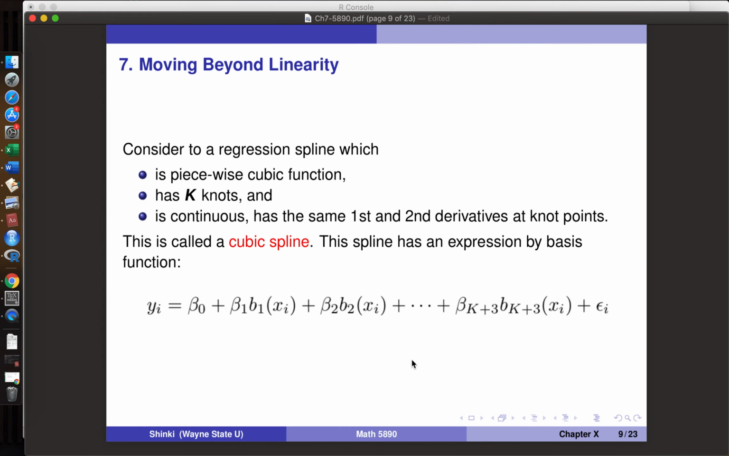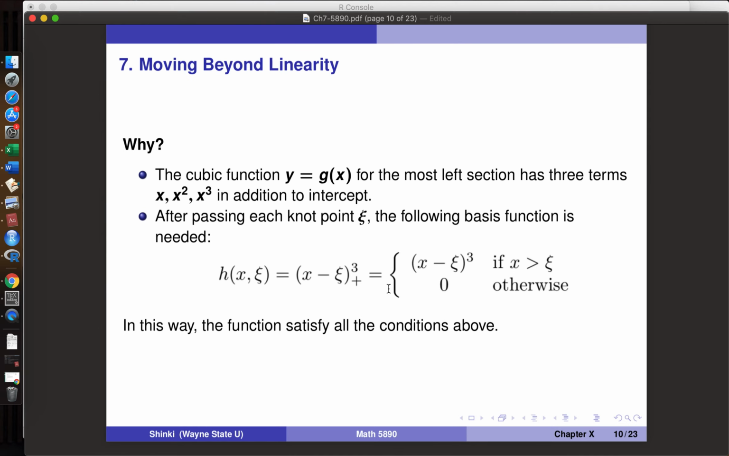Okay, so why does the cubic spline only need k plus 3 parameters? In each section we have a cubic curve, so it looks like we need about 4 times k parameters, but only k plus 3. And the reason is in the next slide. The cubic function has 3 terms, x and x squared and x cubed, in addition to intercept. So think about the most left region of this regression. Then we have basically 1 plus 3 parameters, intercept plus these 3 parameters.